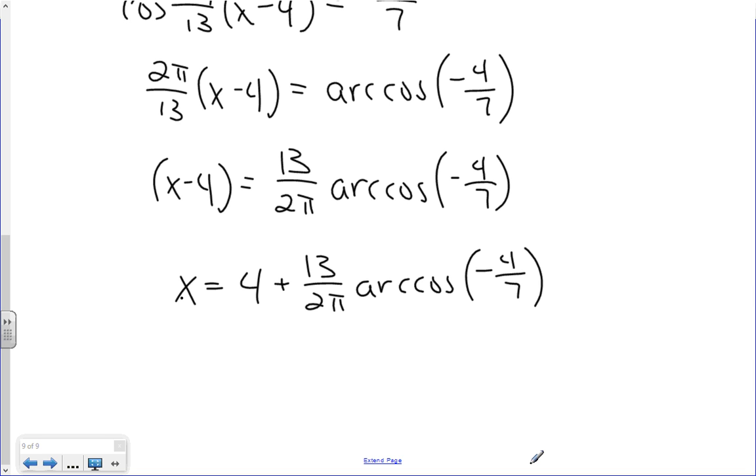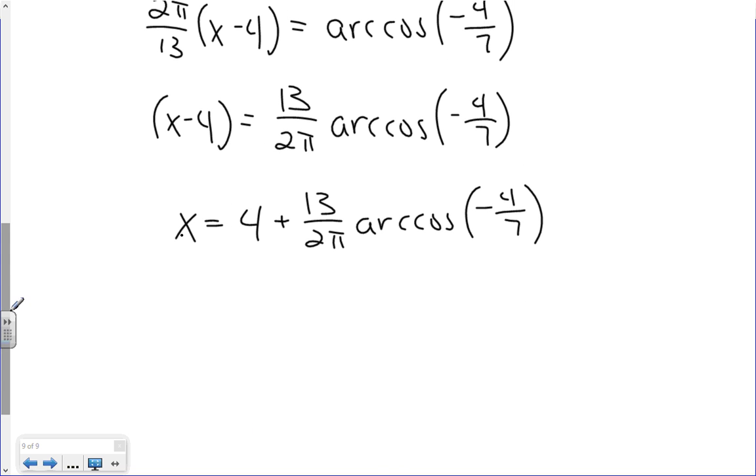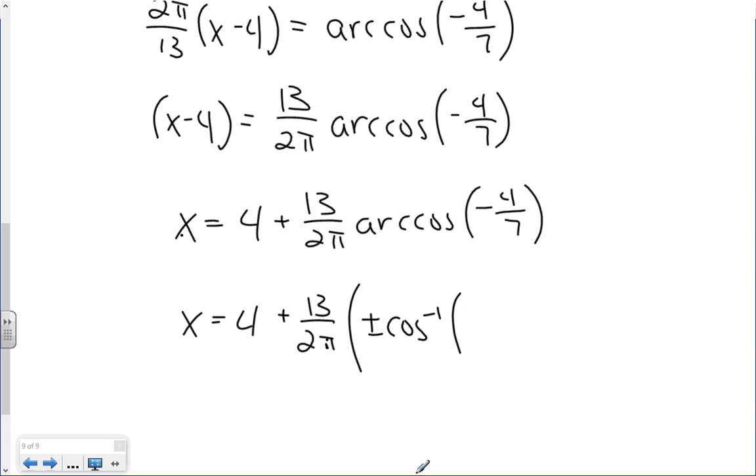All right, so now here comes in that definition of arc cosine that we defined in the first half of this section. Arc cosine, I'm just going to replace it with its definition. So I'll leave the rest of this alone. 4 plus the 13 over 2 pi times arc cosine is defined as plus or minus the cosine inverse of whatever quantity you're taking the arc cosine of, which in this case is negative 4/7, plus 2 pi n. That's if we're in radians. If this happened to be degrees, we'd be adding 360 n on the end. We're just replacing 2 pi with the degree equivalent.